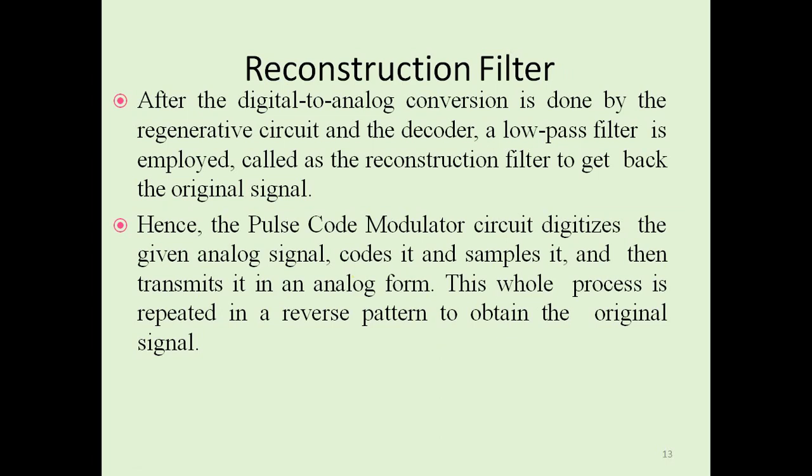Then the reconstruction filter. After the digital to analog conversion is done by the regenerative circuit and the decoder, a low pass filter called the reconstruction filter is employed to get back the original value. Hence, the pulse code modulation circuit digitizes the given analog signal, samples it and transmits it in digital form, and this whole process is repeated in reverse to obtain the original signal.